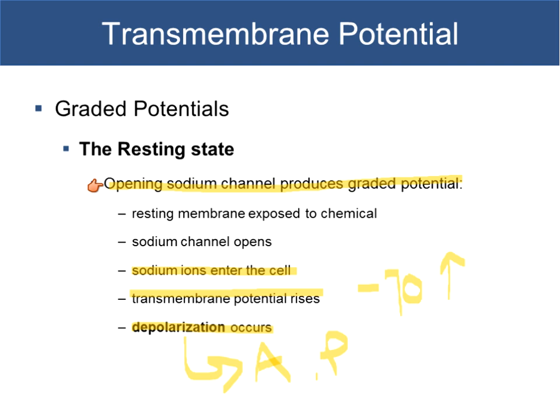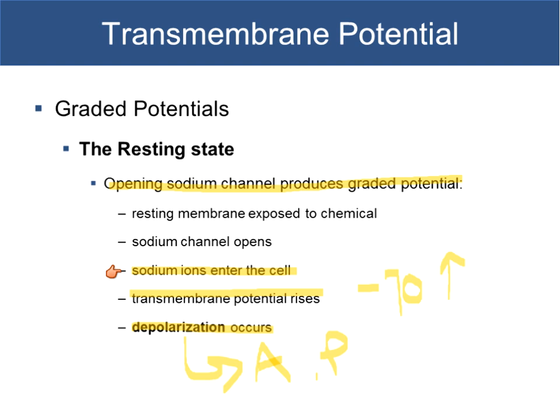So in that resting state, we have opening sodium channels. So we've had some change take place. We were at a resting state and we've had acetylcholine open up the sodium channels, or it was a change in membrane potential that opened it up, or it was a sound vibration that opened it up. But at any rate, some stimulus opened up the sodium channels and it produces a graded potential. So that resting potential, that negative 70 millivolts, has been exposed to a chemical, to sodium. Sodium channels open, sodium ions enter the cell.